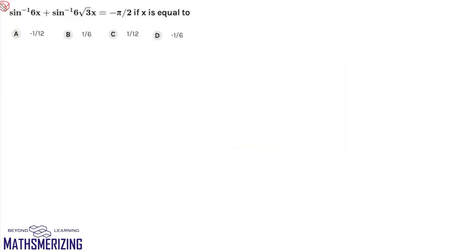Now question number 7 again is a very simple question. We are given an inverse trigonometric equation: sine inverse 6x plus sine inverse 6 root 3x is equal to minus pi by 2. So we'll take the sine inverse on the right hand side. We'll write sine inverse 6x will be minus pi by 2 minus sine inverse 6 root 3x.